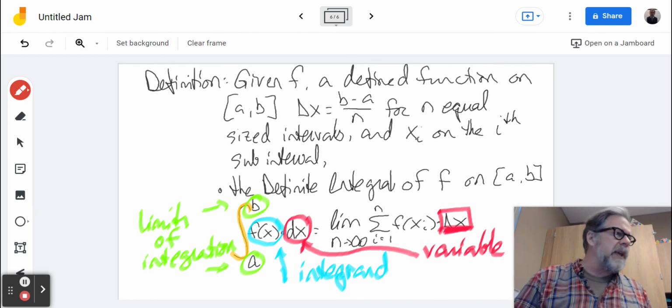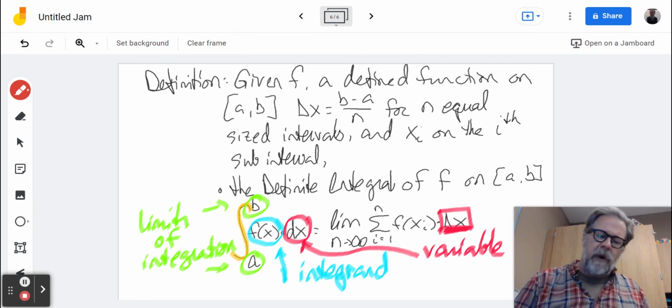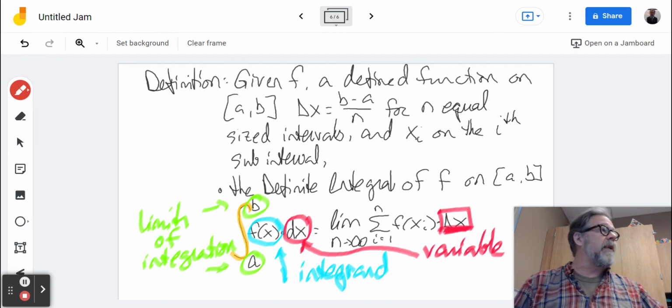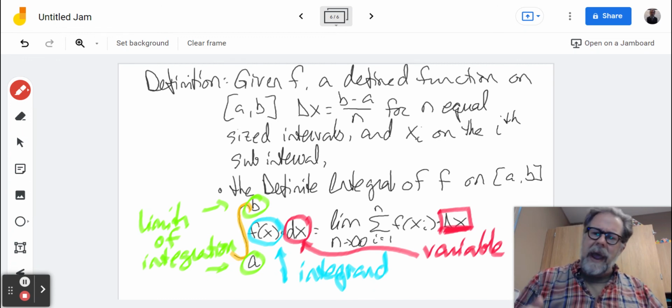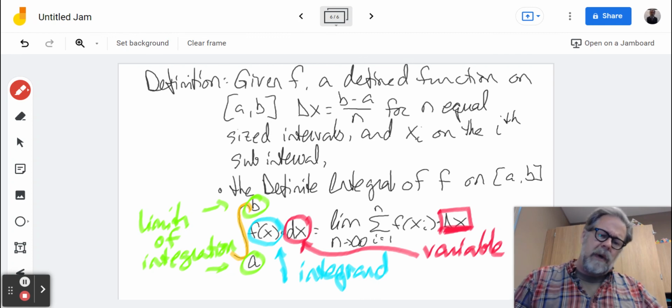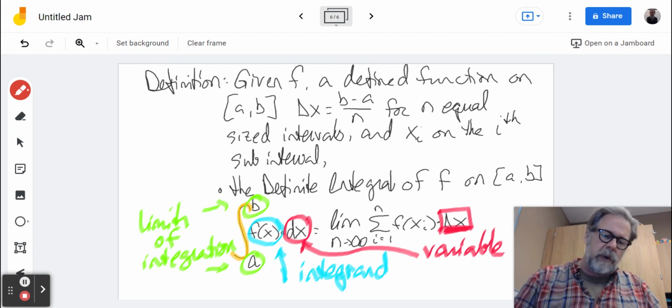Okay, how do we say this? We say it as the integral of f of x from a to b with respect to x. And we'll talk a little bit more about that, but that is the definition of the definite integral. And we'll come back in the next video and we'll have some examples of how to write these and what exactly we're going to be doing with this integral.